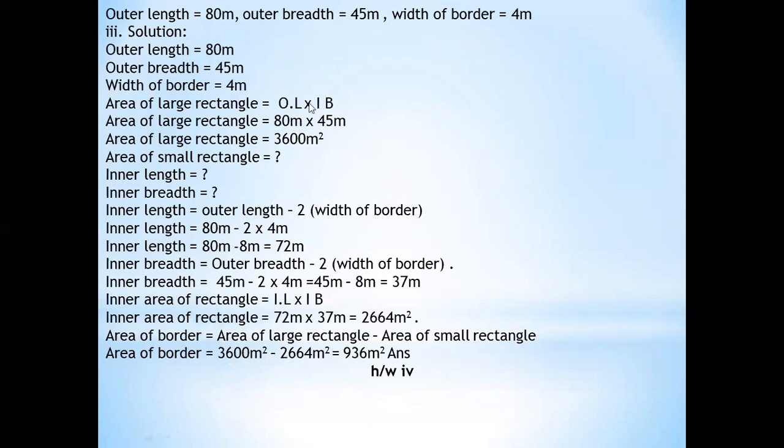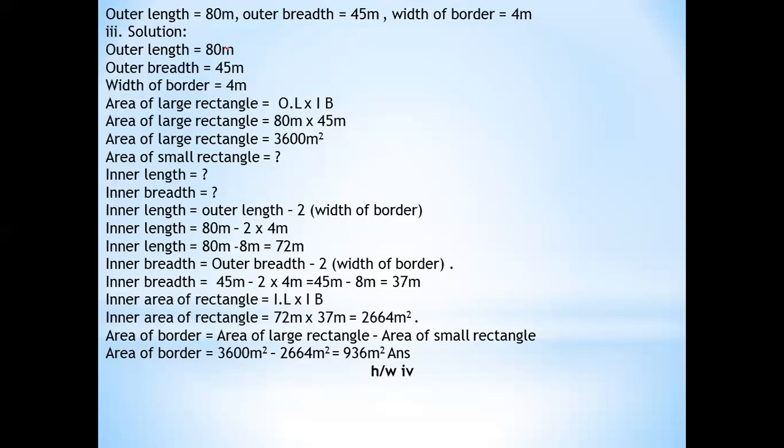Dear students, here we are given the values of the outer measurements of the large rectangle. First of all, outer length is equal to 80 meter, outer breadth is 45 meter, and width of the border, as usual, is given as 4 meter, as in the previous time. Sometimes it was given as 2.5, sometimes 2 meter. Now here we are given 4 meter, right?